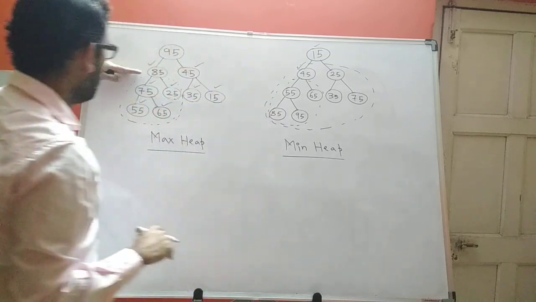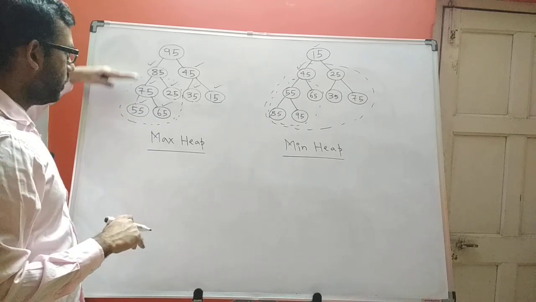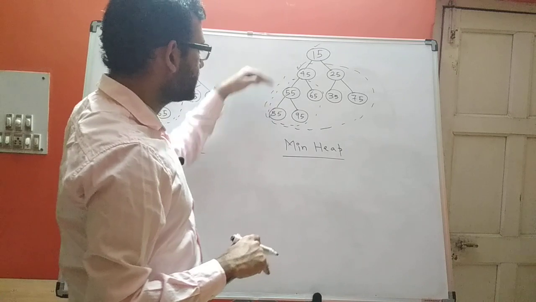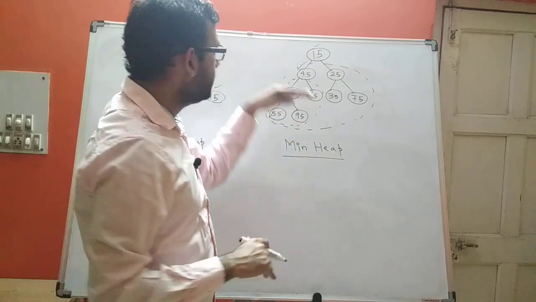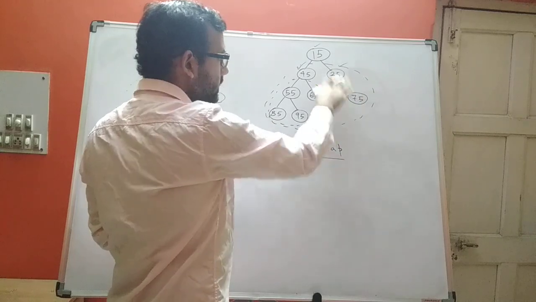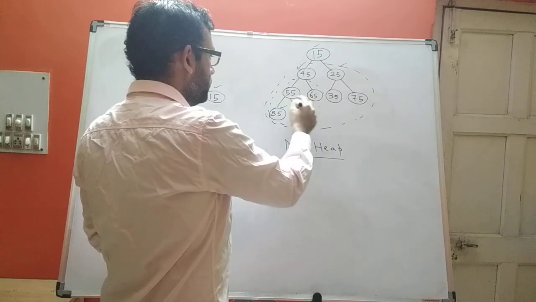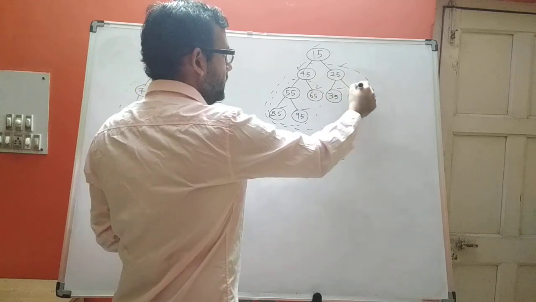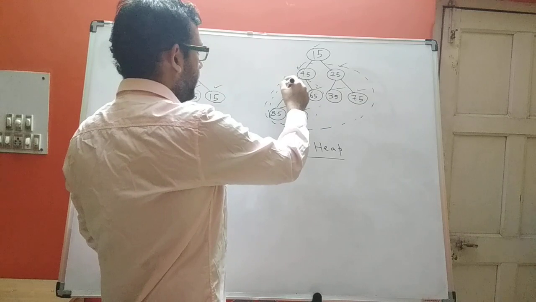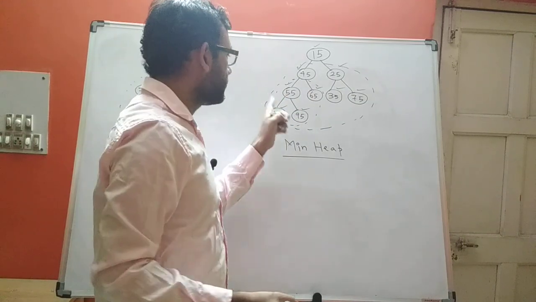And in the max heap, all the descendants were lesser. So there I considered 85, all its descendants were lesser than 85. Here, all its descendants will be greater than 45. See, all its descendants are greater. Similarly, 25, all its descendants, 35 and 75, they are greater than 25. For leaf nodes, the max heap or the min heap property will hold by default. And what about 55? Look at all the descendants, 85 and 95, both are greater than 55.